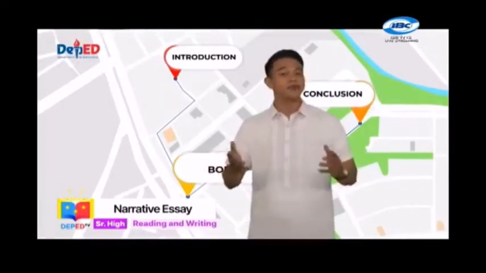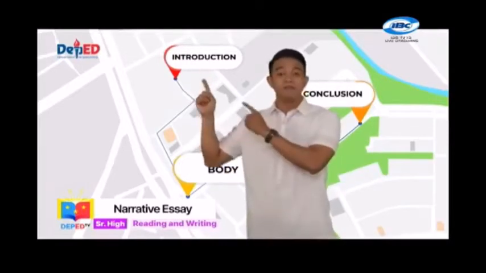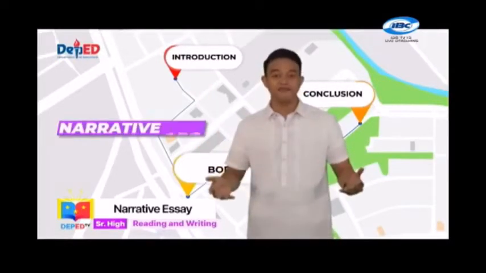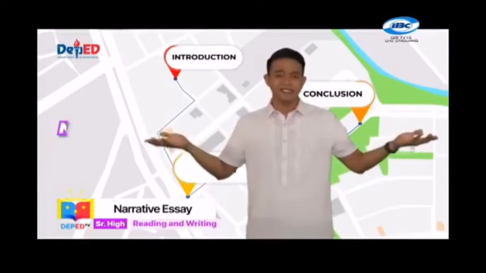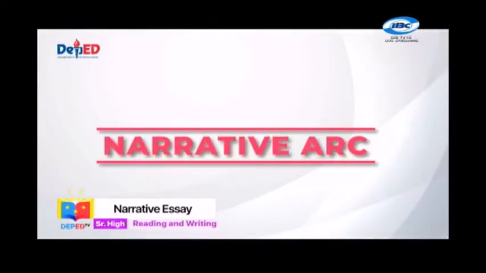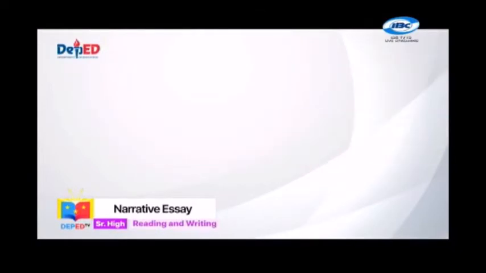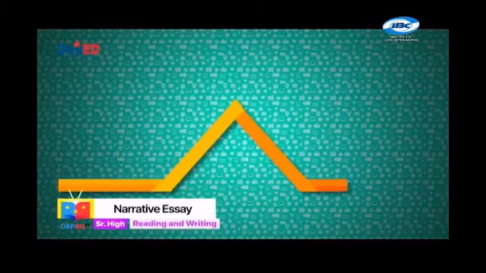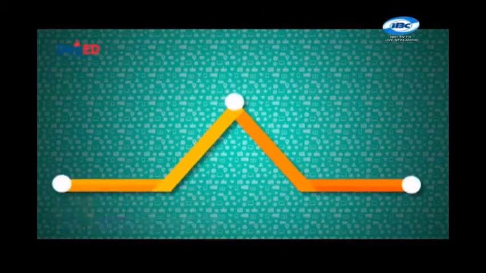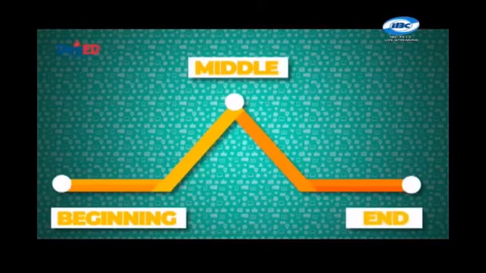However, since we are writing a narrative essay, we will rename these parts based on the parts of a narrative arc. What is a narrative arc? The narrative arc refers to a story structure. It is composed of events that move the plot of a story from beginning to end. The narrative arc is often portrayed as a pyramid and has 3 parts: the beginning, the middle, and the end. Let's take a closer look at these 3 parts.